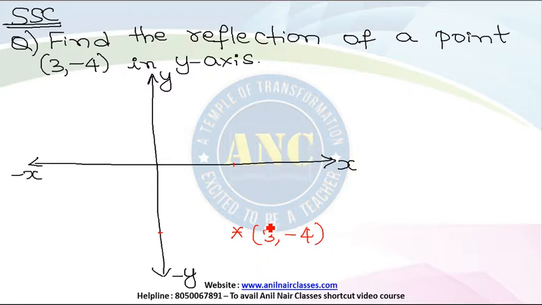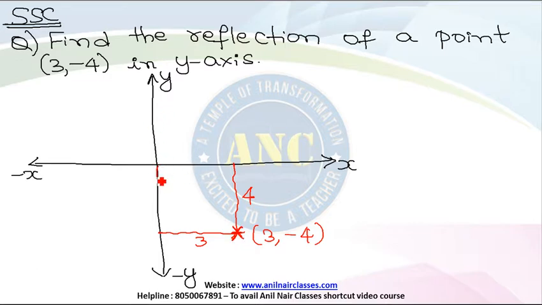That means the meaning of 3 comma minus 4 is from here to here it is 3 units. From here to here it is 4 units in the negative direction of the y axis. Now this point whatever I have mentioned here, I want to find the reflection of this in the y-axis.